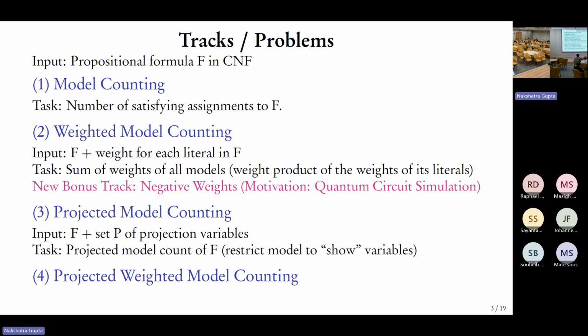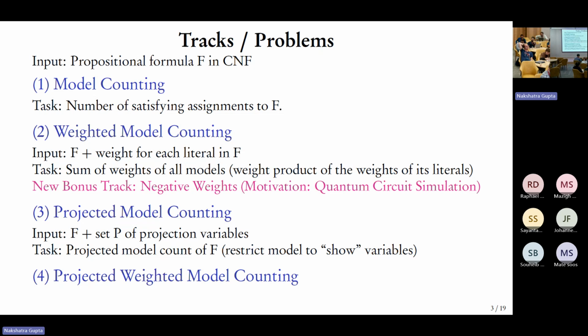Even with negative weights, so you have negative weights of literals, is it? Yes. For each literal, the weight can be positive or negative. If you have two negatively weighted literals, the total weight becomes positive when they multiply. So the weight of the product will be positive.